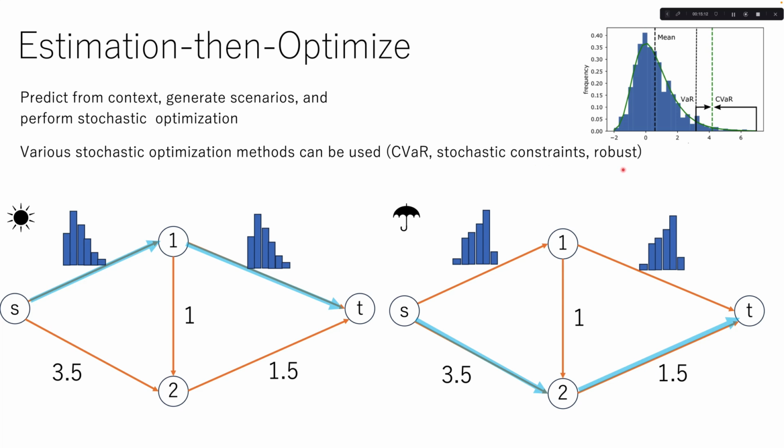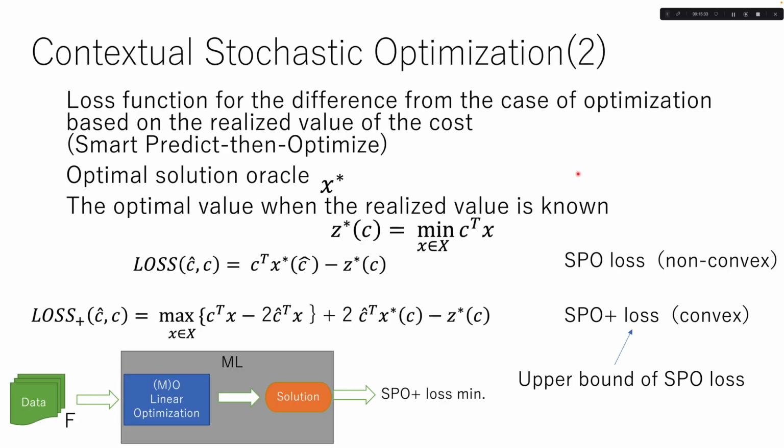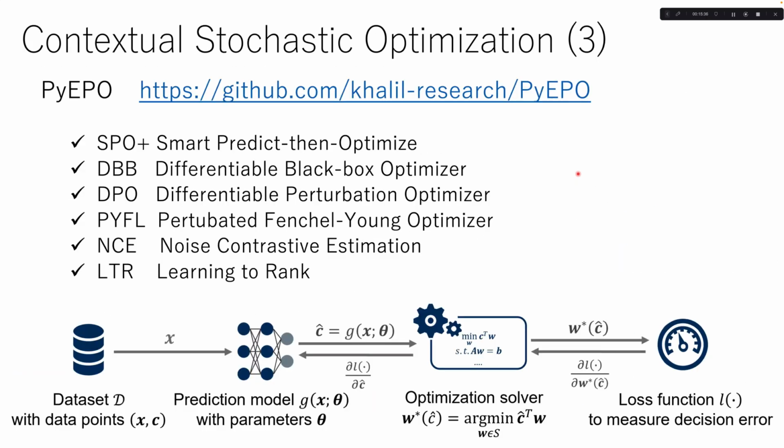Formally, we can describe this process as follows: predicting the values that minimize error and then optimizing is known as predict then optimize. Incorporating optimization within machine learning is what we call smart predict then optimize, where we use the SPO plus loss as the loss function. Various other variations have also been proposed, and a library called PyEPO has been developed to handle these in a unified way.